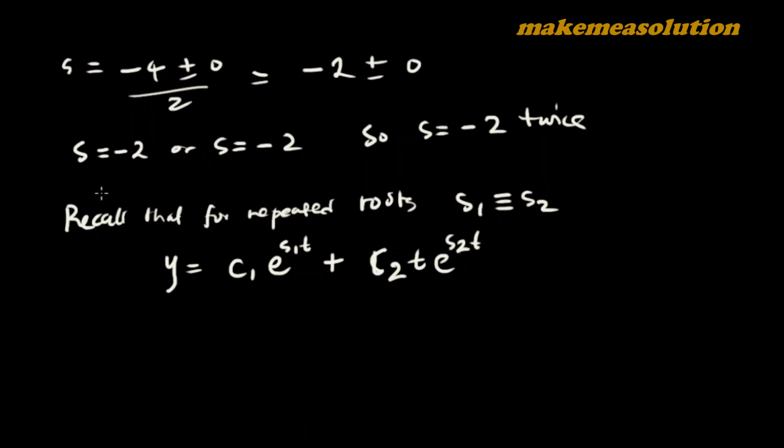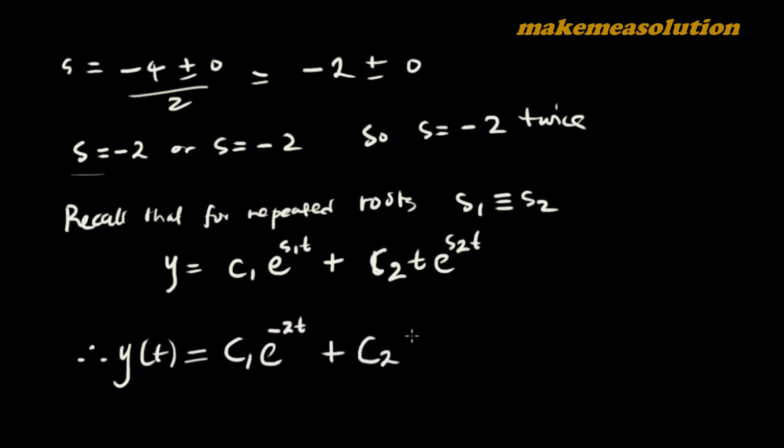Is that okay? So if we solve this particular case where we got minus 2 twice, we are going to get our function y of t is c1 exponential minus 2t, then plus c2, then t exponential minus 2t. Is that okay? So this particular polynomial helps us to address the fact that we're having a repeated root.